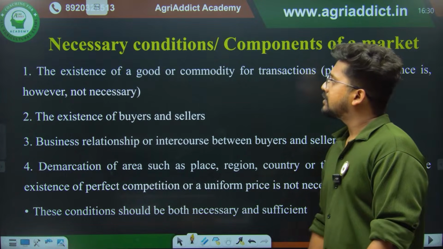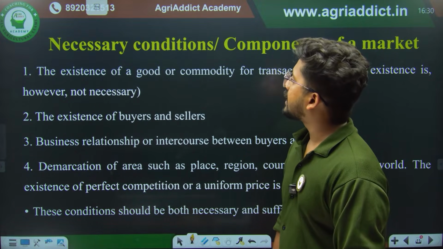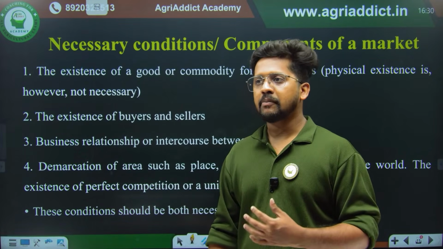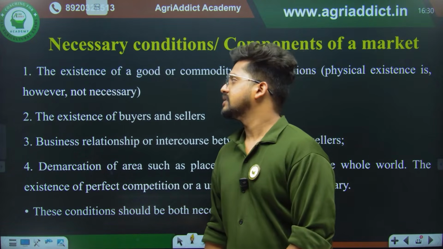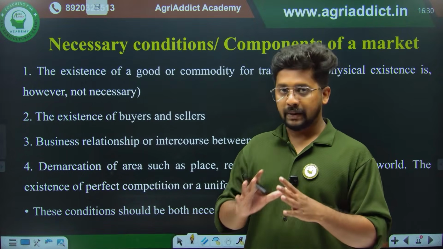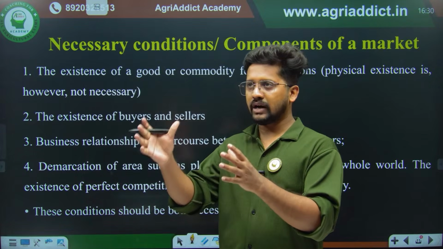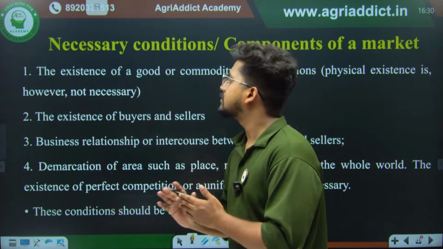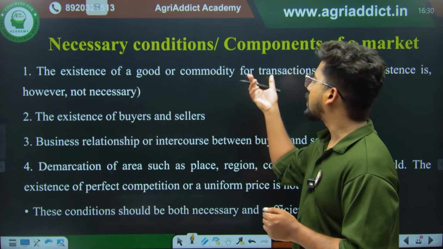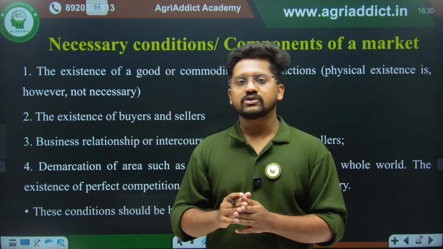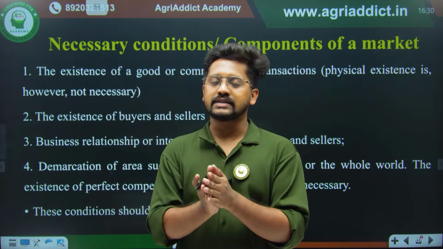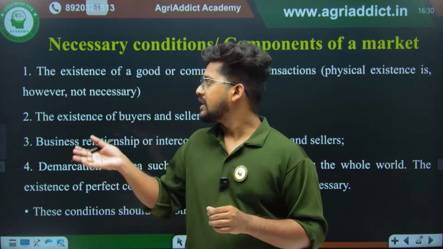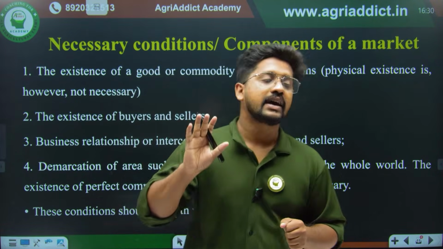So coming to some structural analysis of agricultural markets. There are some conditions for a market to be called a market. So what are those conditions? The first condition is that there should be existence of a good or commodity for the transaction, right? So there should be a particular commodity for transaction. Until and unless there is a commodity, there is no market at all. There are no invisible things, right? So there should be existence of a commodity.